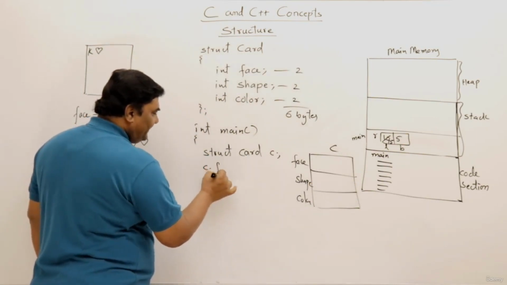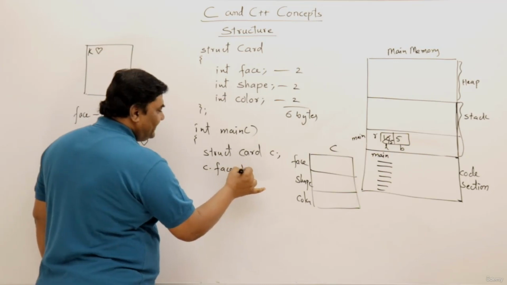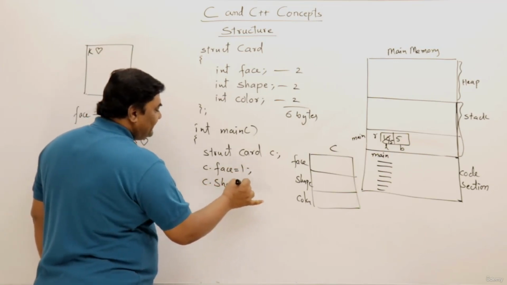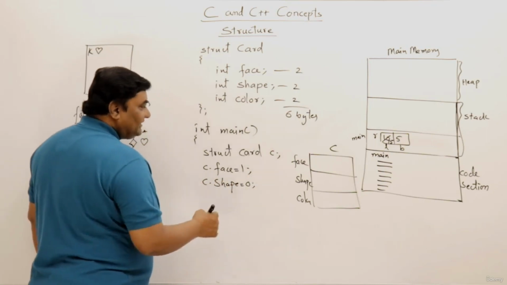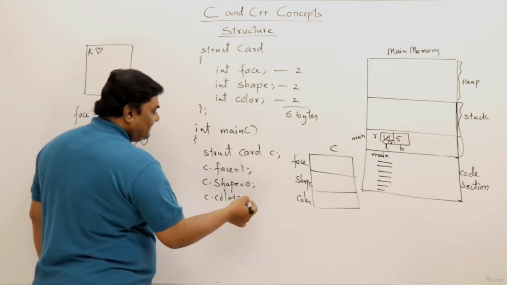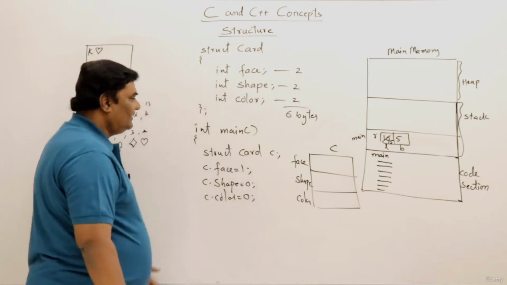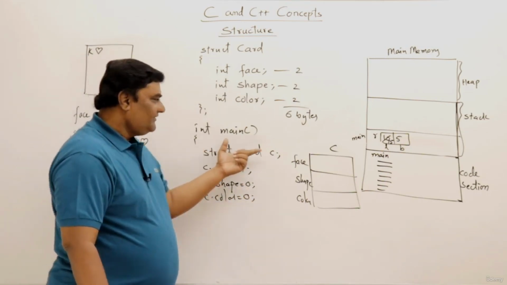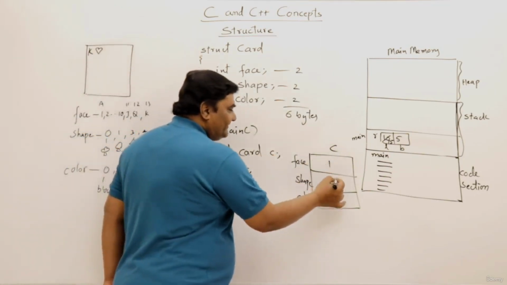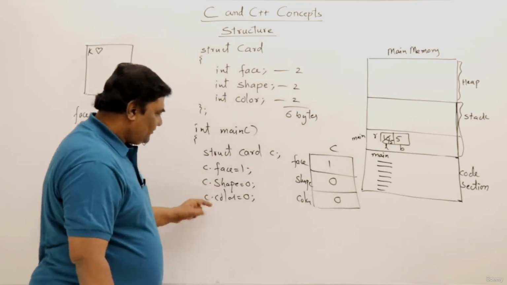I can say C dot face assign ace. So for that I will write 1. C dot shape, the shape is suppose 0. So this is for club or clover. Now C dot color, this is black color definitely. So this is 0. So this is how I can create a variable of type structure, and I can initialize its member. So this will be 1, 0, 0. So you can see that I am using dot operator.